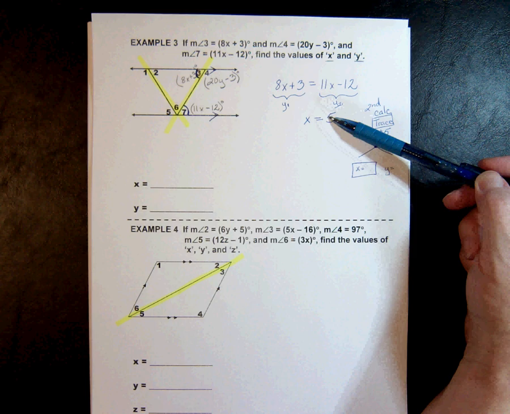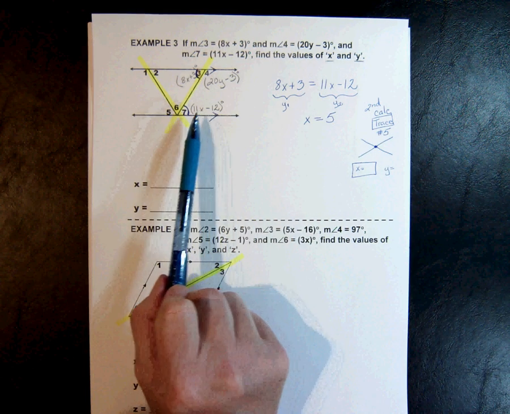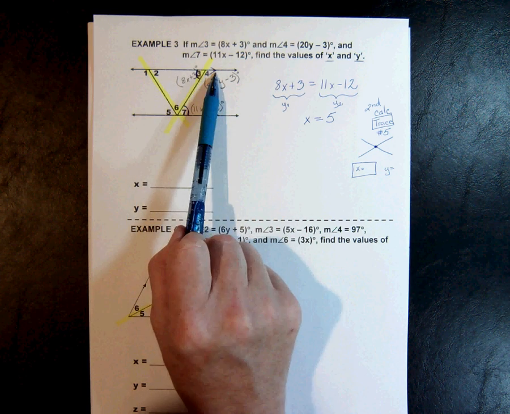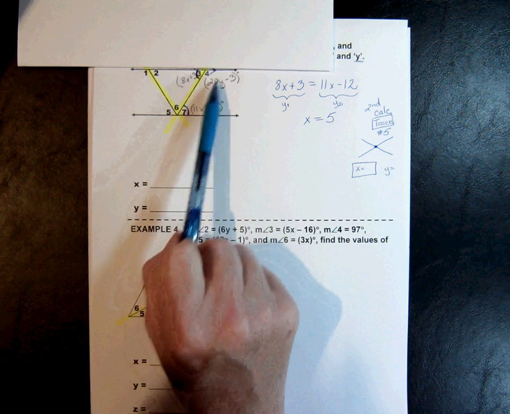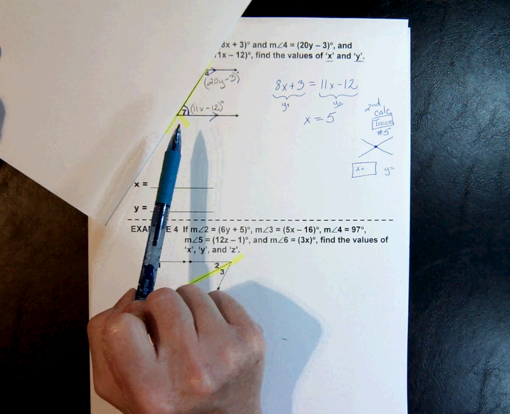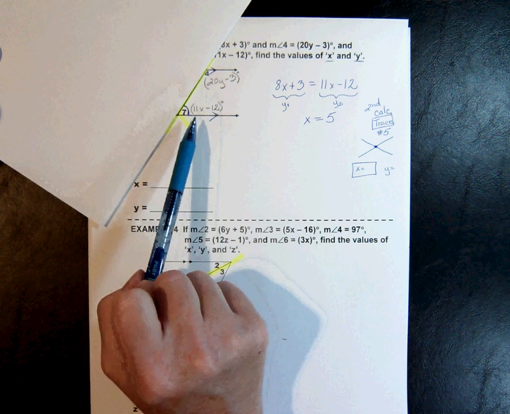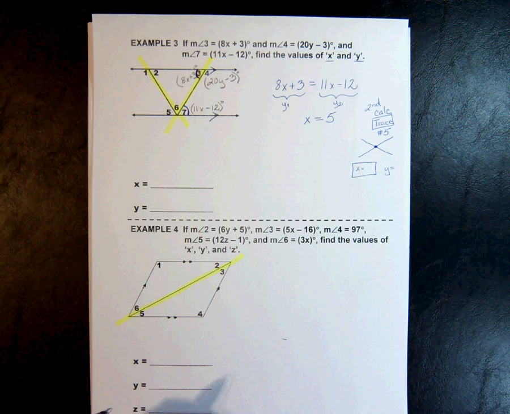If you're going to plug it back in, we do know several things. This makes up a linear pair going this direction. I'll cover that up and show that. And also these two are same side interior angles, so they would actually equal 180 degrees too. So right now you're looking at setting up a problem equal to 180 degrees.